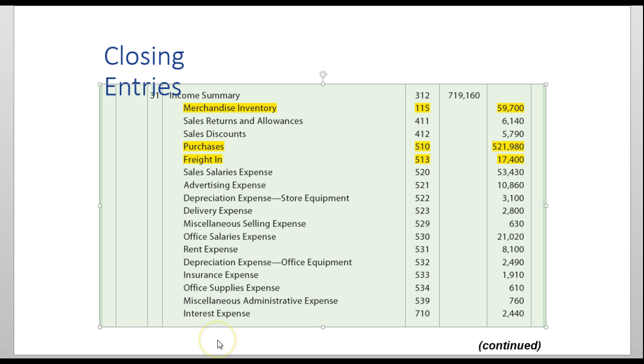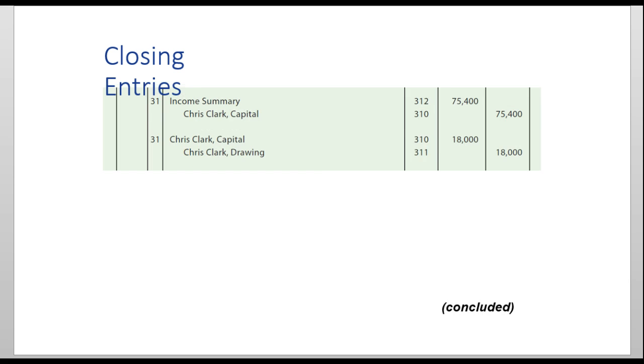All of the other accounts are just the same. But these accounts, you have to remember, first you take the old inventory out, and then you put it in here. And that will establish the beginning and ending inventories. And finally, you have the traditional, this is the net income, and this is the draw.